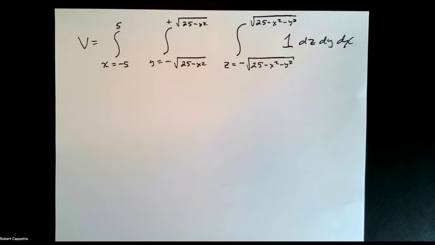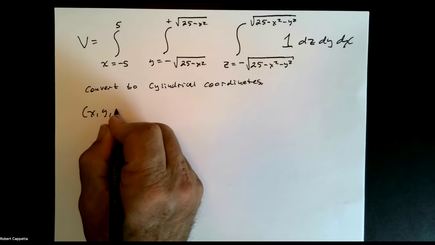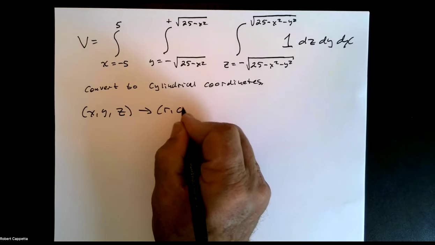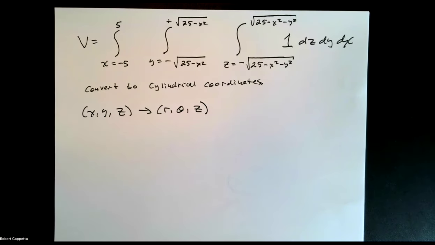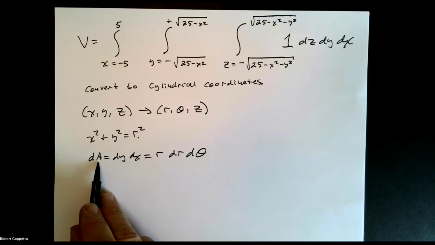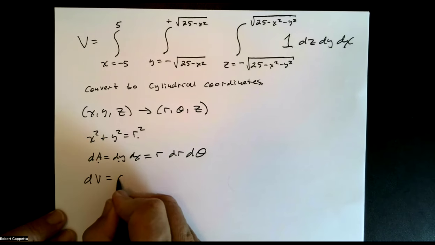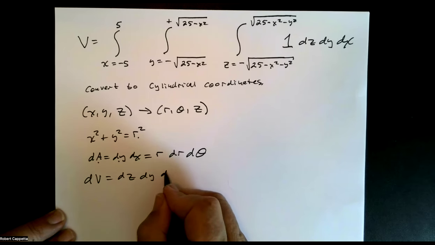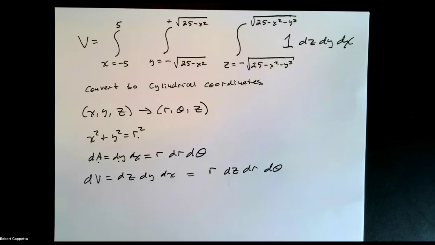So here is our model, and what I would like to do is convert this to cylindrical coordinates. Let me remind you how that works. We have points x, y, z, and we're going to rewrite them as r, theta, z. What are our key ideas here? The ones we need for this problem are x squared plus y squared is r squared, and dA, which is dy dx, is r dr d theta. So dV, which would be dz dy dx, would be r dr d theta with a dz in there. So that's the information I'm going to need to fight through this problem.